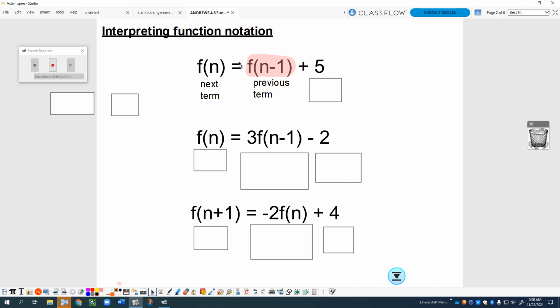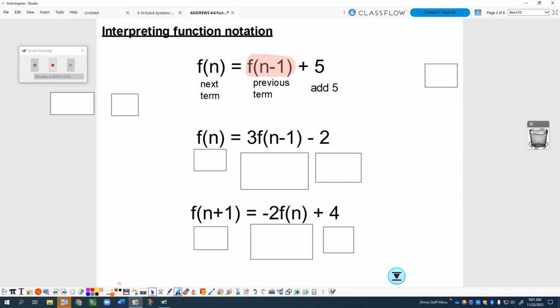So f of n minus 1 is notation that sticks together, and I'll show you how on the next screen. And then plus 5 means to add 5. So if you saw this sequence recursive formula, you would say, all right, I would get the next term by taking the previous term and adding 5. Let's look at the next row down.